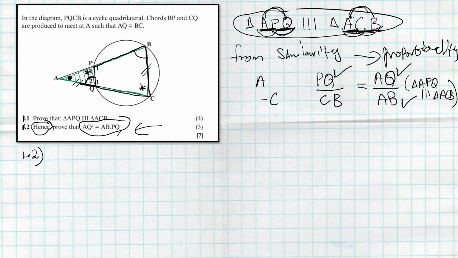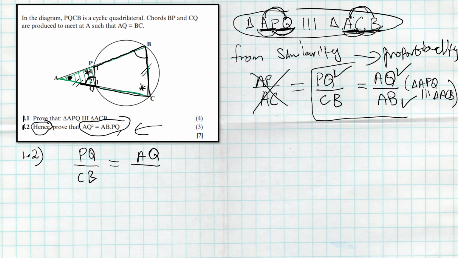So really this one won't be needed, or let me just write it so that I will cancel it, so that you will understand why we won't need it. You realize that this one is useless, right? It's not useful in what we have to prove. So we're just going to write this one, and it's coming from similarity. So our first step is to say PQ over CB is equal to AQ over AB, because triangle APQ was proven to be similar to triangle ACB. So we are basically saying from similarity we have moved to proportionality.